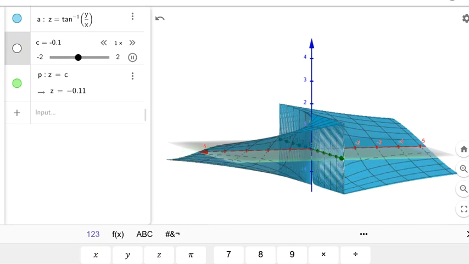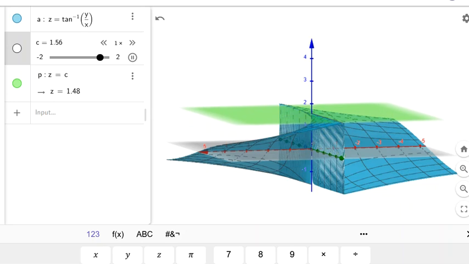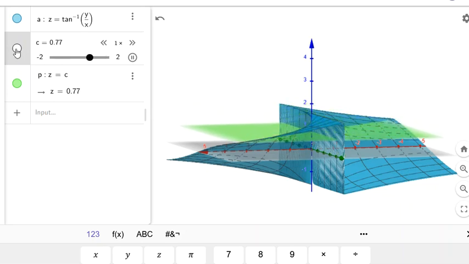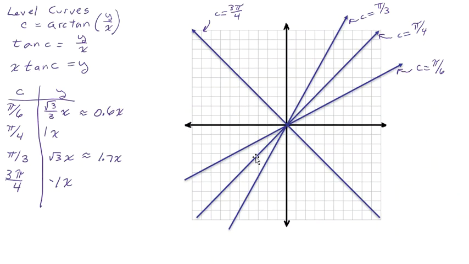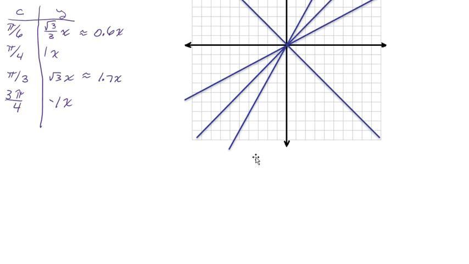Let's go back and figure out our gradient field. Pause this thing here. Okay, so we need to do our partial derivatives now. So you need to remember what the derivative of arctan is.